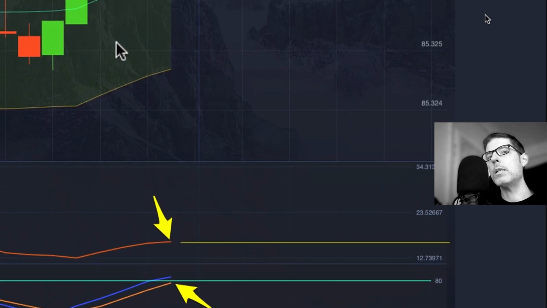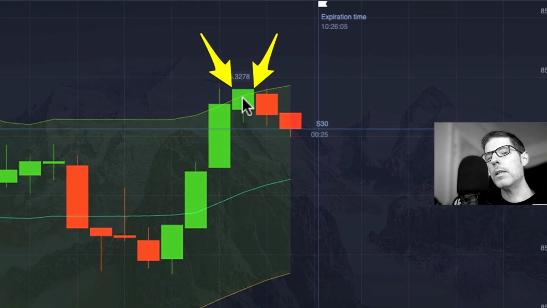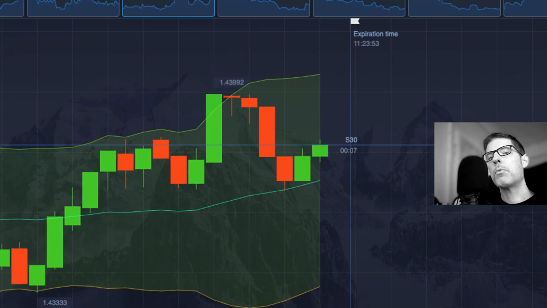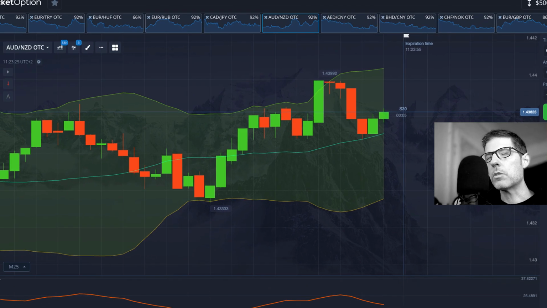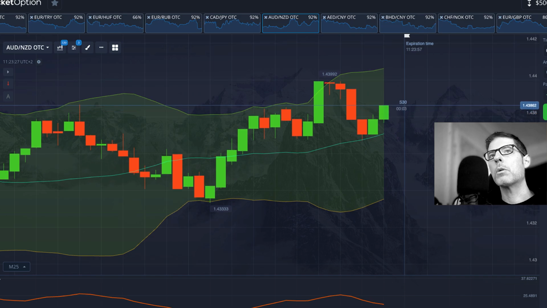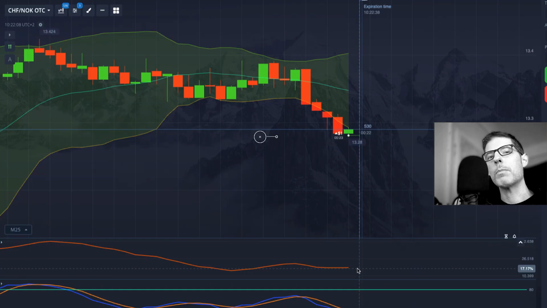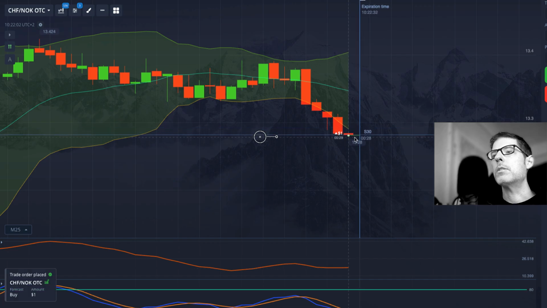Now, if this is an uptrend, if you're breaking above the Bollinger Bands, then you're going to want to take a sell. If you're breaking below, underneath the Bollinger Bands down here, you're going to want to take a buy. Before we get started with some live charts, I'm going to jump over to a pre-recorded session just so I can give you some examples on how this works. So let's take a look right here.